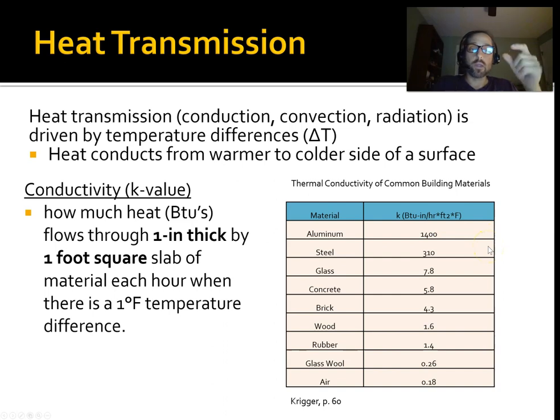So what that means, if you take an inch thick slab of aluminum that's 1 square foot, okay, so imagine 1 square foot, and there's a 1 degree temperature difference on either side of that piece of aluminum. So 1 square foot, 1 inch thick, and 1 degree difference on each side. Over the course of 1 hour, you're going to lose 1400 BTUs through the aluminum from the warmer side to the colder side. Now that's assuming that you maintain that 1 degree temperature difference the whole time. So if it's 1 degree different on either side for an entire hour, you're going to lose 1400 BTUs.